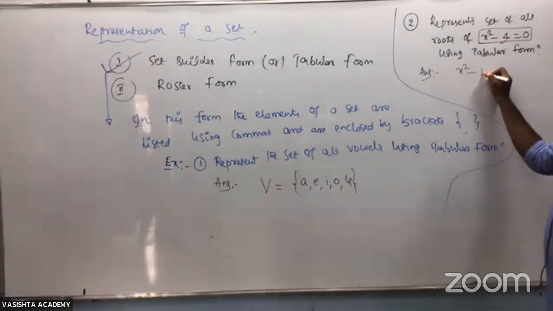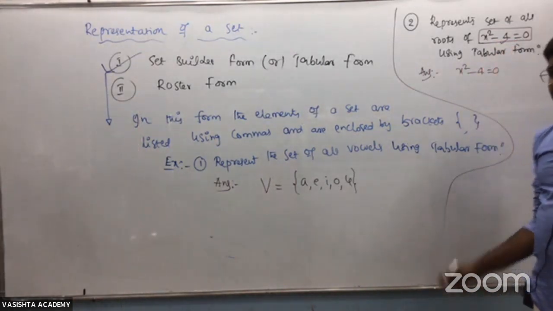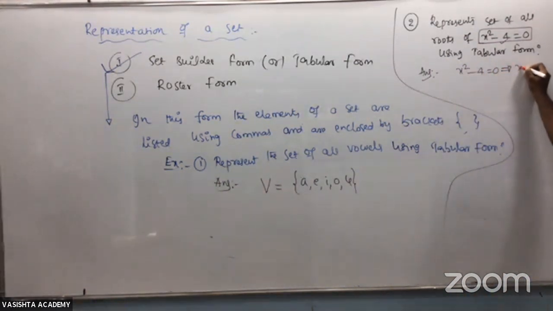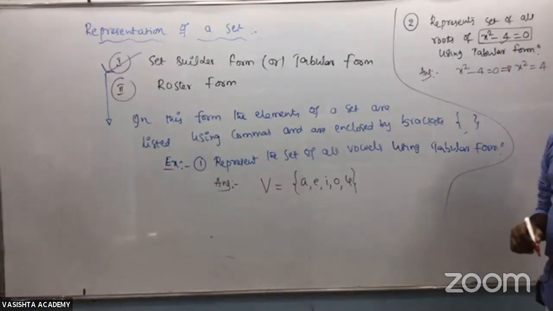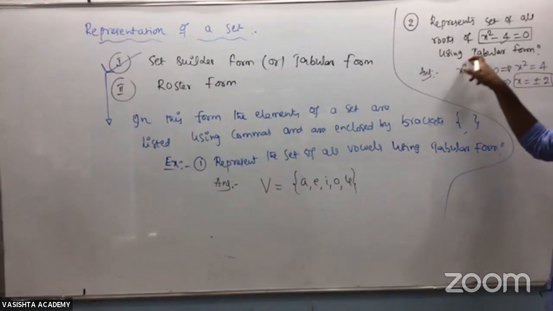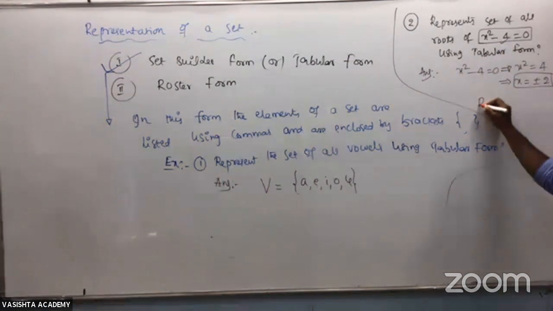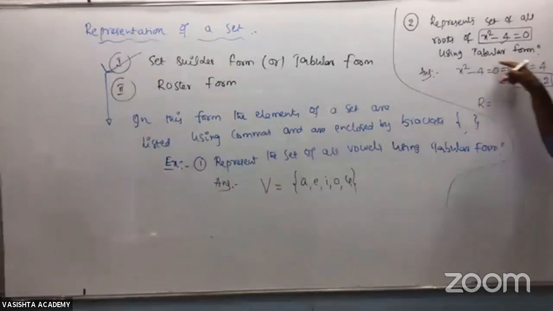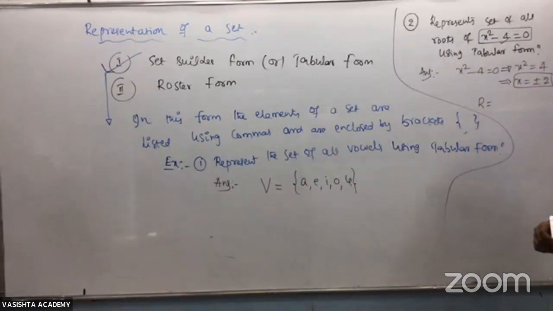So, x square minus 4 equal to 0. First, evaluate the roots of this equation. x square equal to 4, that implies x equal to plus or minus 2. Now, I want to represent these roots using a tabular form. If I assume the set as R, set R contains all the roots of the equation x square minus 4 equals 0. So, capital R will be equal to minus 2, comma, 2, enclosed by brackets.